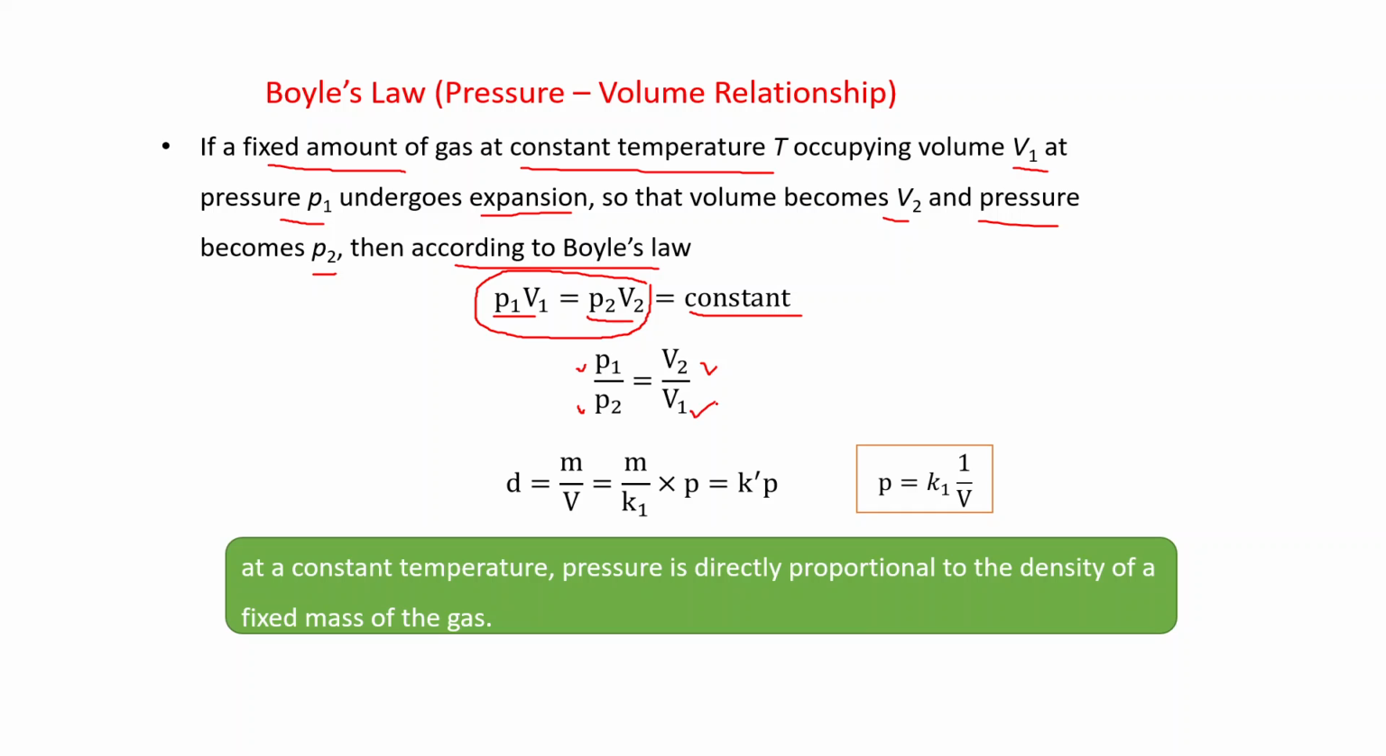From this we can also find the relationship between pressure and density. As we know, density is equal to mass by volume. From Boyle's law, that is P = K1 × 1/V, we can write V = K1/P. Put this value of V in the density equation, then you will get this. If the amount of gas is constant, then this will give a new constant K'. And from this relationship, d = K'P, we can say that at constant temperature, pressure is directly proportional to the density of a fixed mass of the gas.